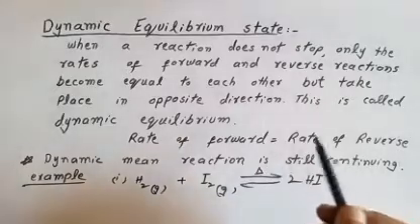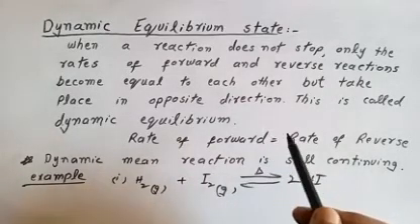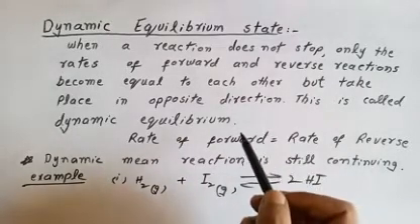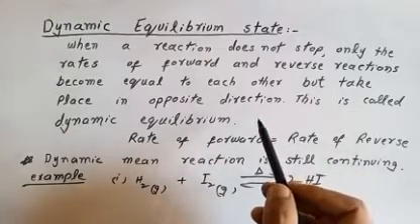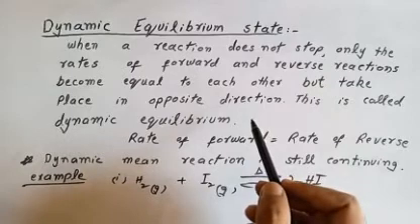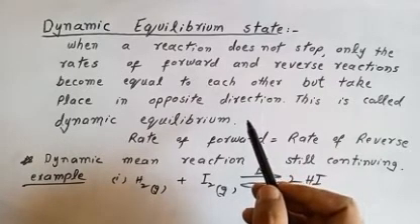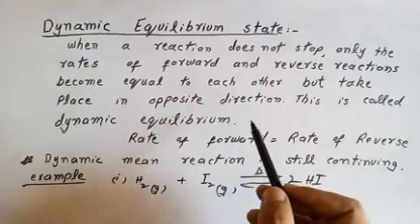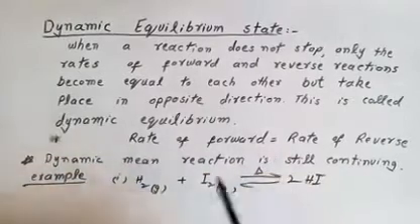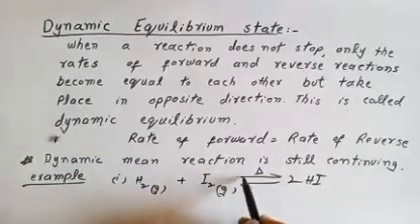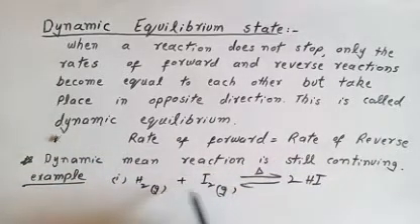In this reaction the rate of forward reaction and reverse reaction are equal to each other, but in opposite directions, because when hydrogen iodide breaks it gives H2 and I2, and when hydrogen and iodine combine they give hydrogen iodide. So simply, when the rate of forward and reverse reaction is equal but they take place in opposite directions, such a state is called the dynamic equilibrium state.